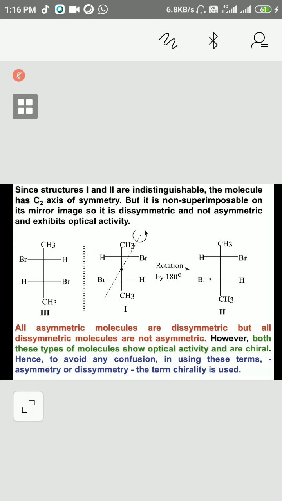All asymmetric molecules are disymmetric, but all disymmetric molecules are not asymmetric. This is mentioned here. It means every molecule which is optically active will be disymmetric.